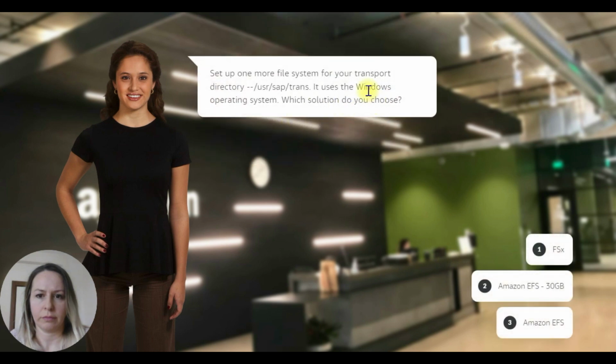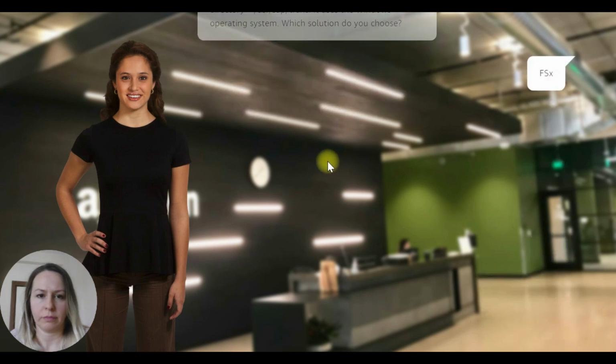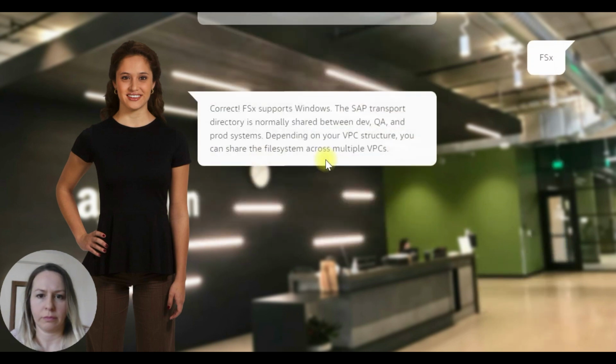Set up one more file system for your transport directory, /usr/sap/trans. It uses the Windows operating system. Which solution do you choose? Correct. FSx supports Windows. The SAP transport directory is normally shared between dev, QA, and prod systems. Depending on your VPC structure, you can share the file system across multiple VPCs.